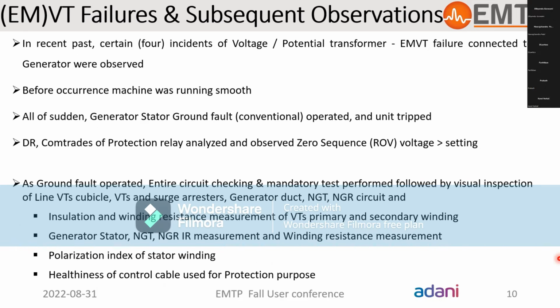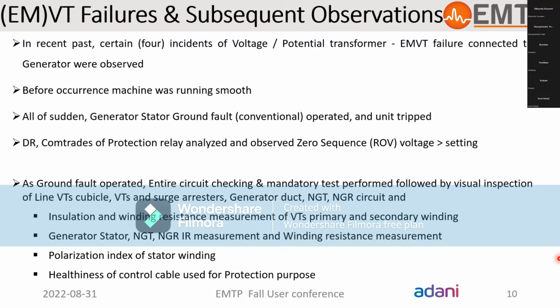So we will go through the case study of the generator line side VT failure, which experienced, as mentioned, 4 incidents of this EMVT failure connected to the generator. Now, before the occurrence, the machine was connected with the grid and running smoothly. And suddenly the conventional stator earth fault 95% was operated and it got tripped.